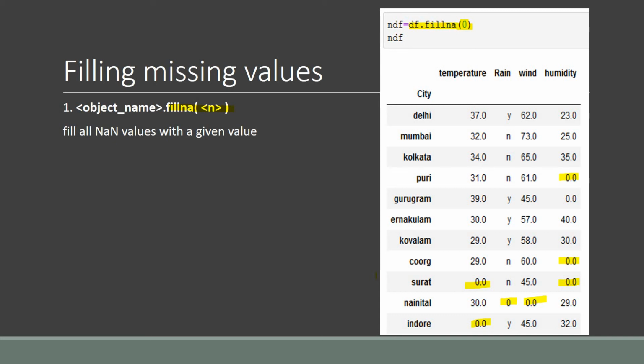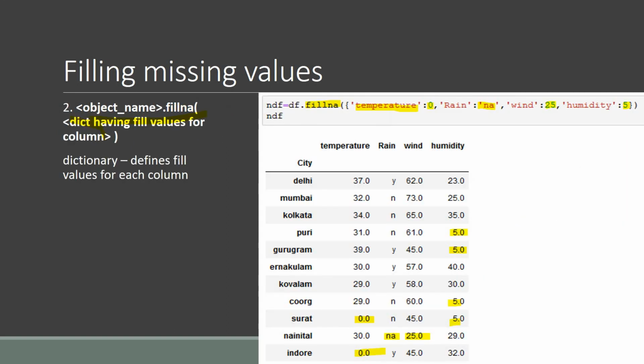Then we filled missing NaN values by the function fillna. After that we can fill with a particular number, or you can fill different values for different columns by use of a dictionary. We have more accurate methods for doing that, like interpolate or fill backward or forward, but these are not in the syllabus, so we are not covering those methods.